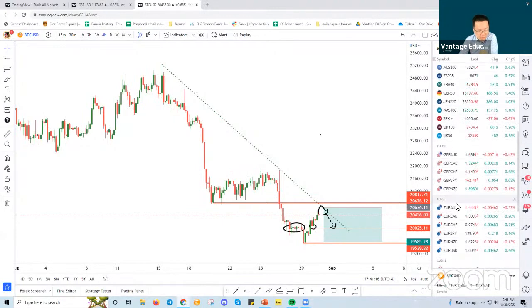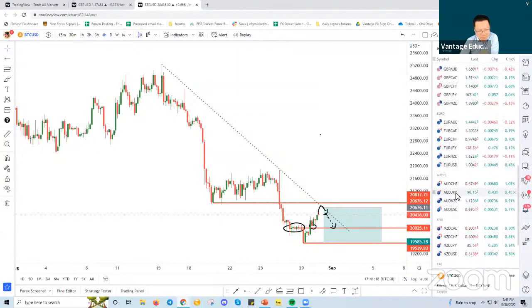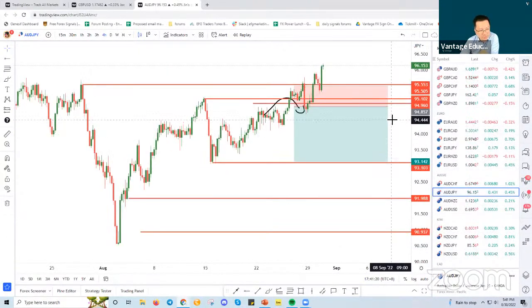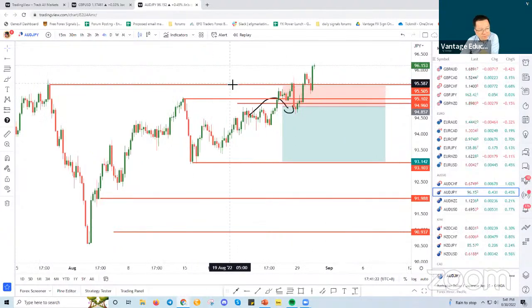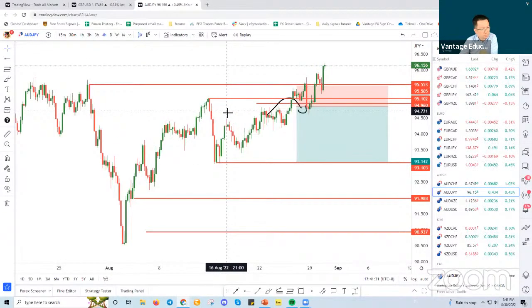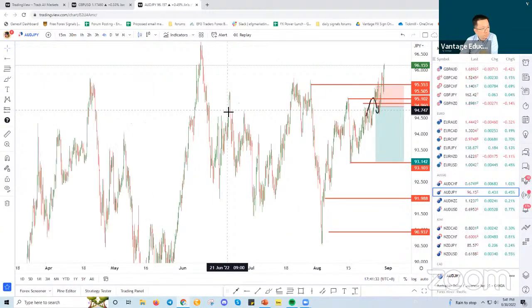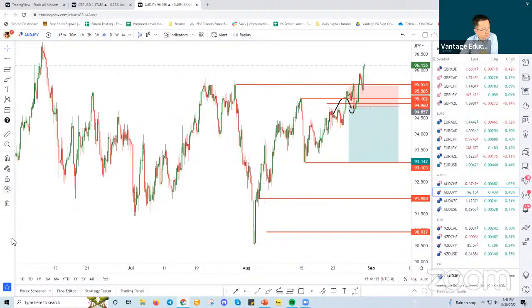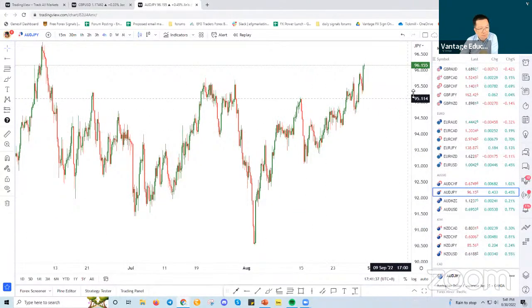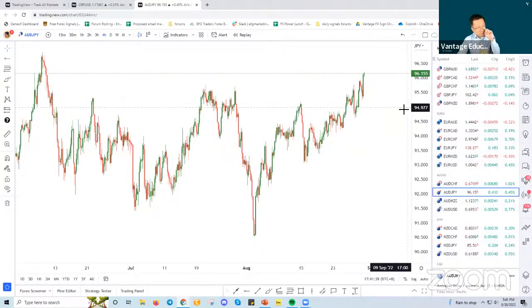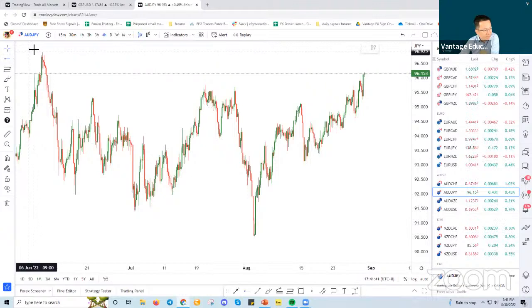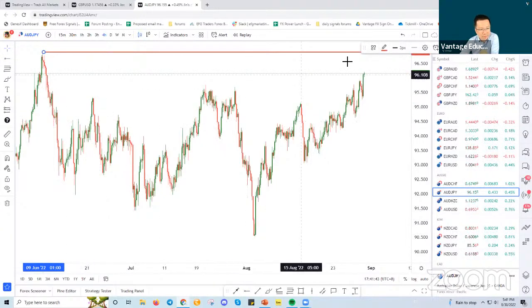Let's look. I was looking at the Aussie yen just before this session. At this point right now, no, that would be a terrible idea. Okay, let's look at that. I'll clear out the charts. Let's look at Aussie yen. You can identify a key level there.